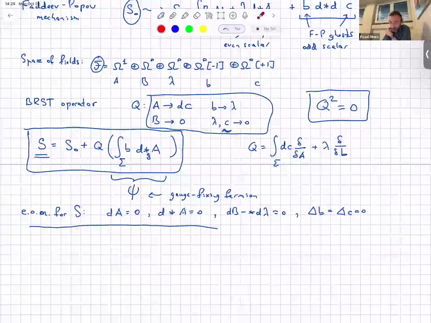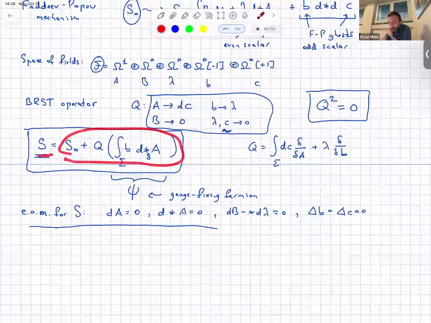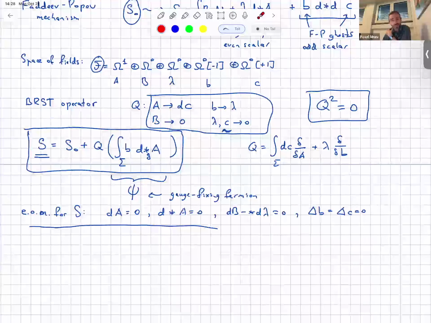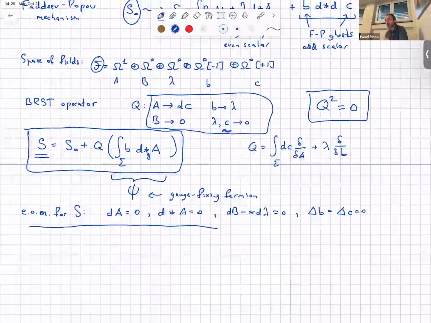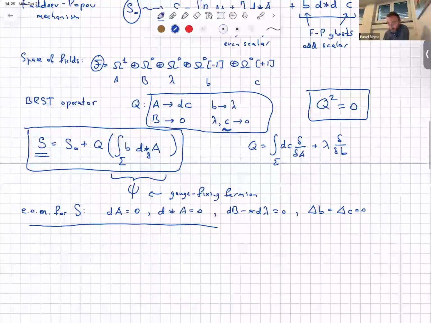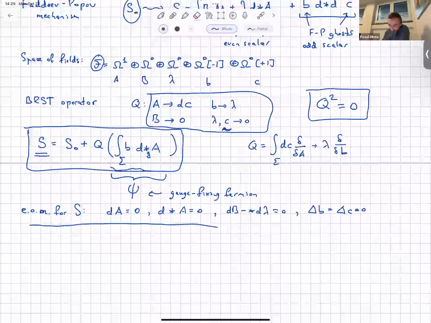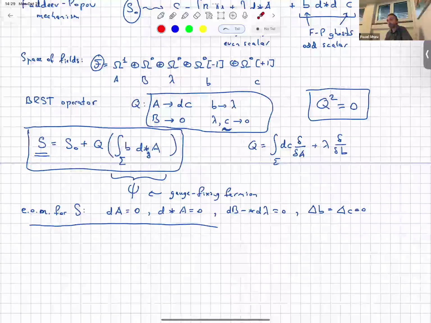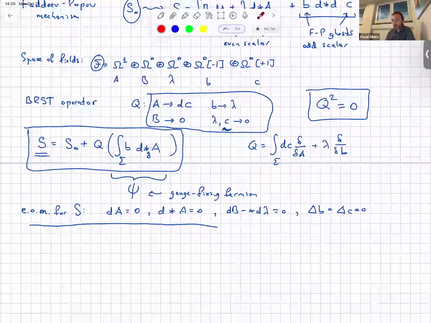So it just tells you that you have this new action, which in this example coincides with the Fadeev-Popov action, that you can integrate over this extended space of fields, and this is the correct path integral. It computes the same as the path integral over the quotient. So it gives the same quantum theory. And ultimately, you can choose whatever you want for this expression in brackets, and it will always give you the same quantum answers. So that's the idea of the BRST approach.